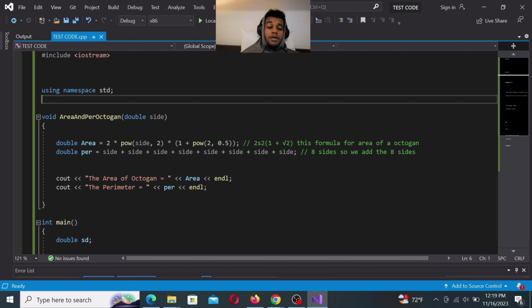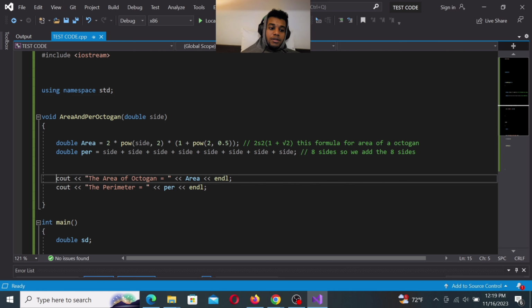I'm going to include iostream, which is our input output stream, so we can input something and output something, and use our namespace std, so we don't have to write std:: in front of every line of code.